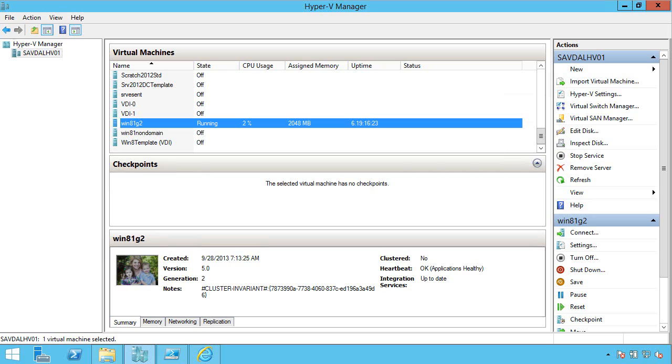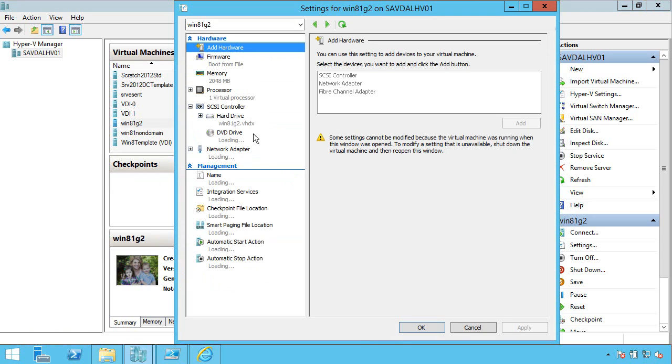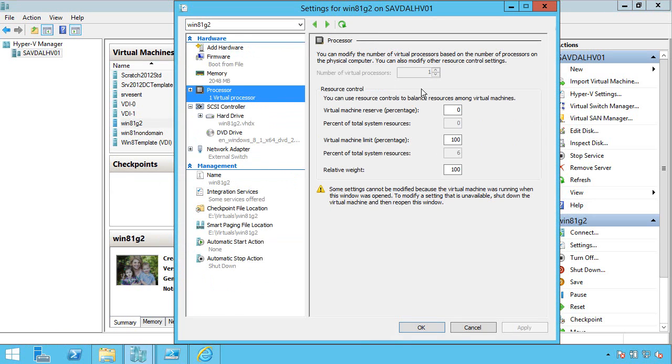This video covers the processor configuration available in Hyper-V. So if I look at a regular virtual machine, I can assign a number of virtual processors. If the VM is running, I cannot change the number of virtual procs. So this is a single processor virtual machine.